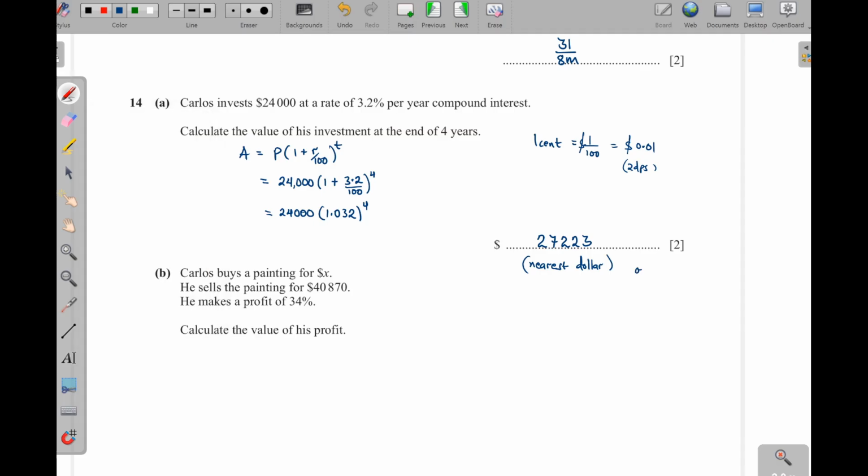So we can say 27222.63. That one there. But in the exam, don't write this. You just write one answer. You see that? Either this one or that one, like that.